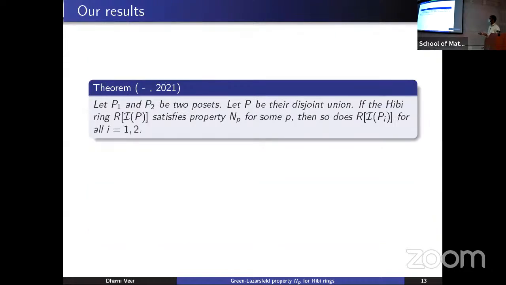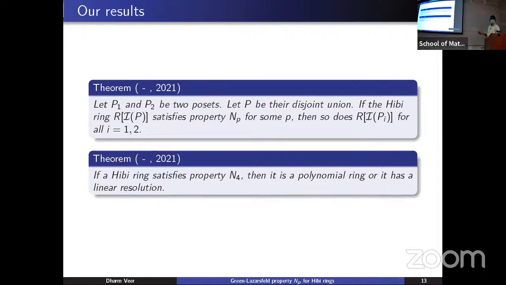Furthermore, we prove the following: let P1 and P2 be two posets, and P be their disjoint union. If the ring R of IP satisfies property NP for some P, then so do the rings R of IP1 and R of IP2. And at last, we prove that if a Hibi ring satisfies property N4, then it is a polynomial ring or it has a linear resolution. By linear resolution, we mean it satisfies property NP for all P's.